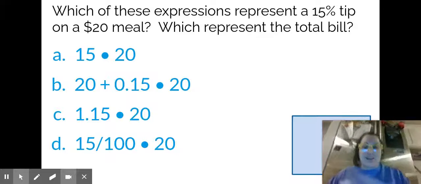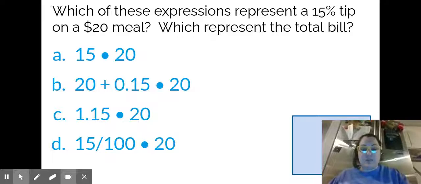Remember, it is an increase. I'm going to set a timer for 2 minutes. Make sure you have reasoning as well, not just picking random numbers or letters. Okay, 2 minutes on the clock. Go ahead and begin.